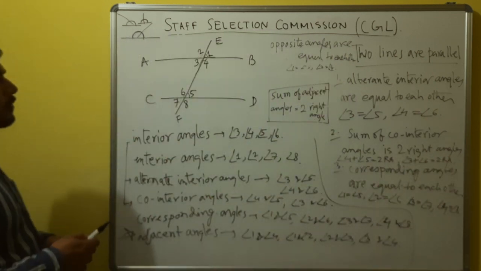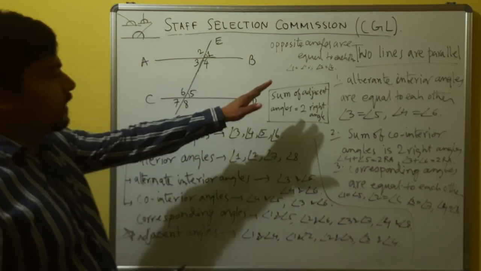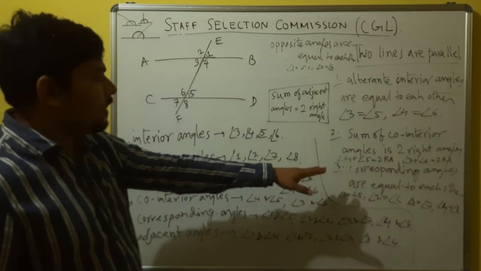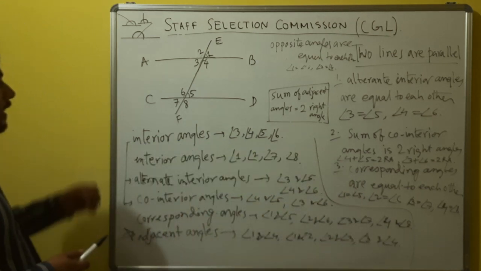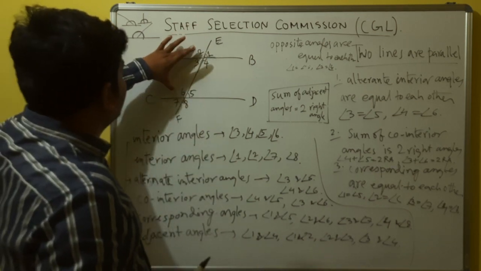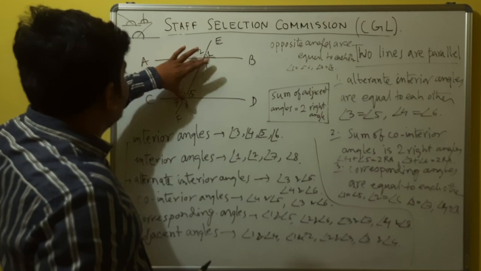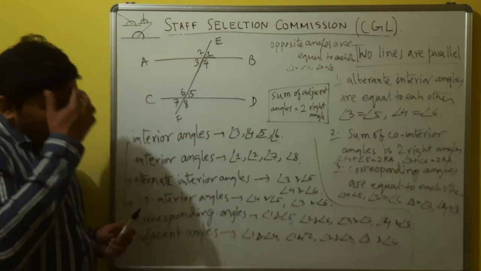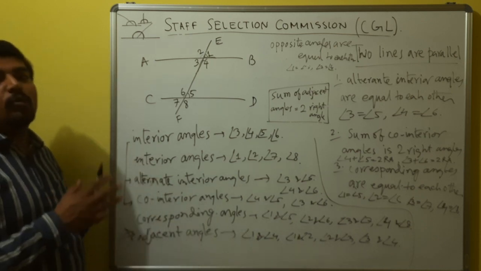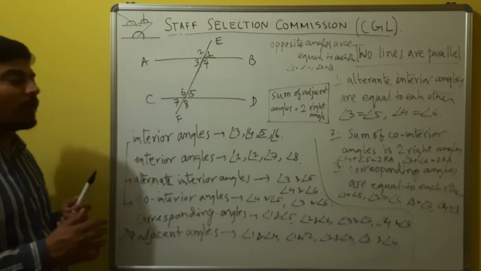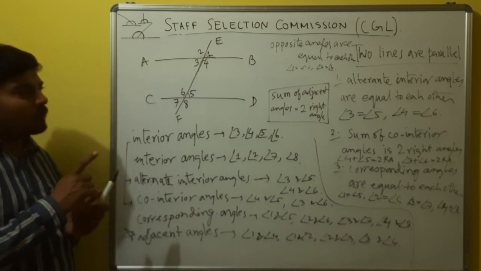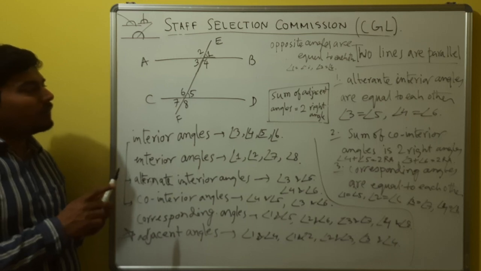What is the other thing? Corresponding angles. We saw alternate interior angles, co-interior angles, and another is corresponding angles. Corresponding angles are also equal to each other: 1 equals 5, 2 equals 6, 3 equals 7, 4 equals 8. And the good thing is, whatever we have written so far can be proved. If required, we will get into this detail, but these are very simple. I am not going to the proofs right now.